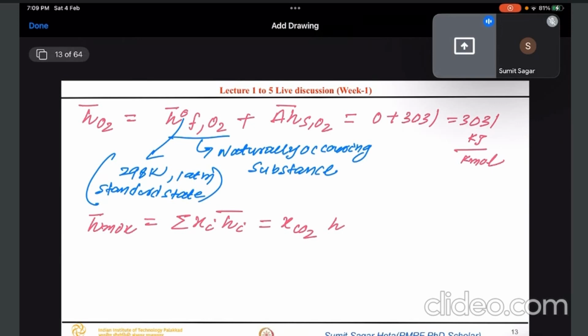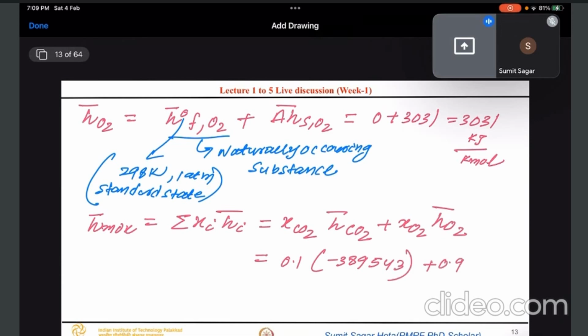This is the formula. H of mixture is equal to summation of Xi into Hi, that is X of CO2 times H of CO2 bar plus X of O2 times H of O2 bar. Bar means per mole basis, per kilomole basis, whatever. Now these values come out to be minus 393,543. These values are already calculated, I am just substituting the values. That's it.